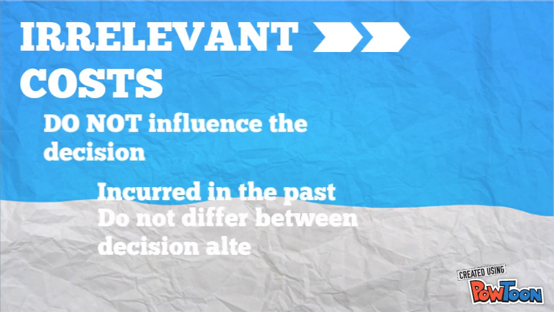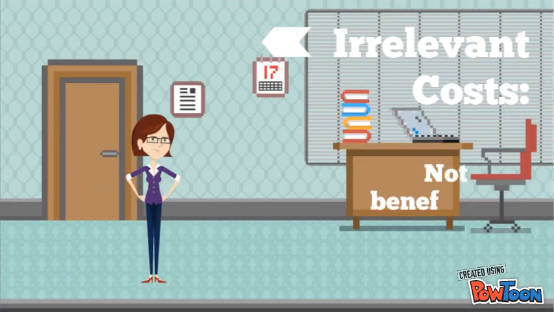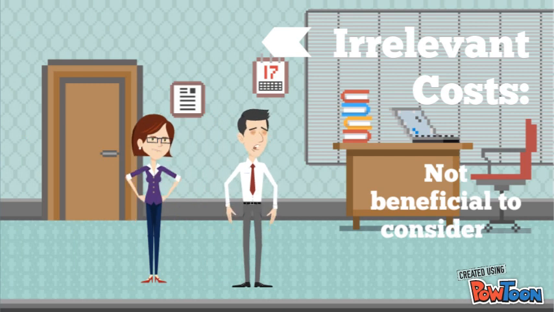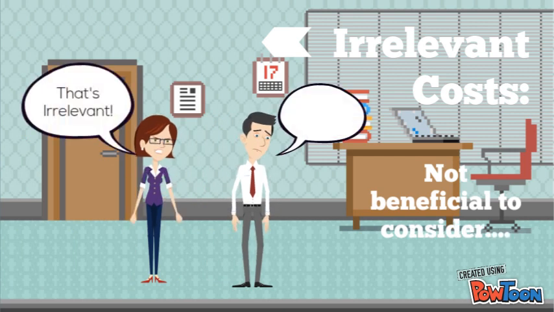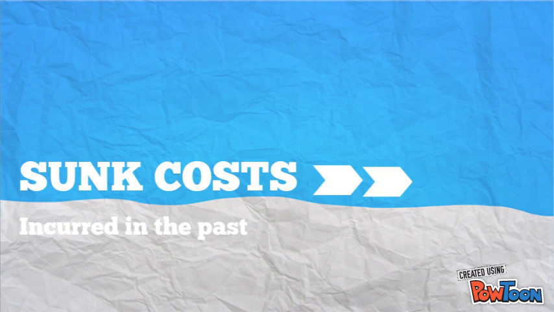It would not benefit the decision maker to consider these costs, as they have either already happened in the past or would be incurred regardless of which alternative was decided upon. Sunk costs are those that have been incurred at some point in the past. These costs are irrelevant as they will have remained incurred regardless of the final decision between the two alternatives.